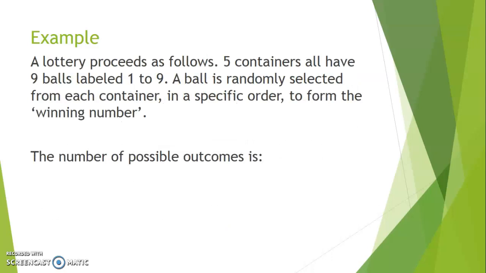Here's an applied situation. We have a lottery that proceeds in the following way. 5 containers all have 9 balls labeled 1 to 9. A ball is randomly selected from each container in a specific order to form the winning number. So the number of possible outcomes, using the multiplication principle, is 9 times 9 times 9 times 9 times 9. Since for every container 9 possible outcomes occur, and the numbers that we select are placed in a specific order, that's the multiplication principle.